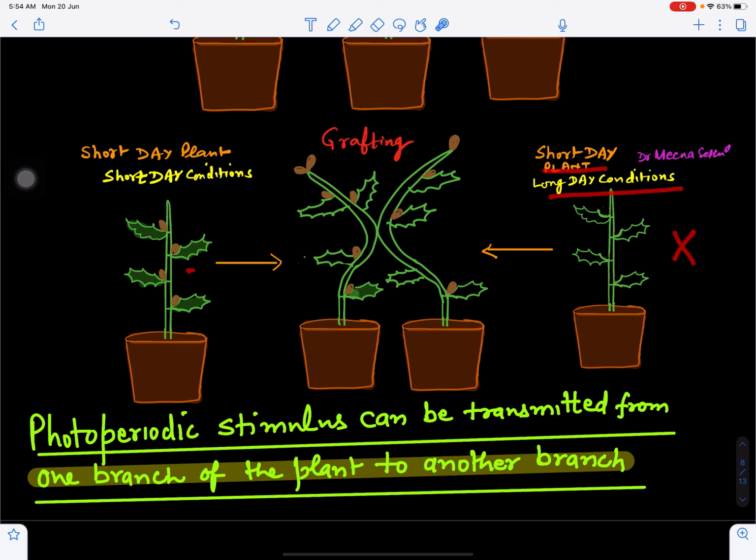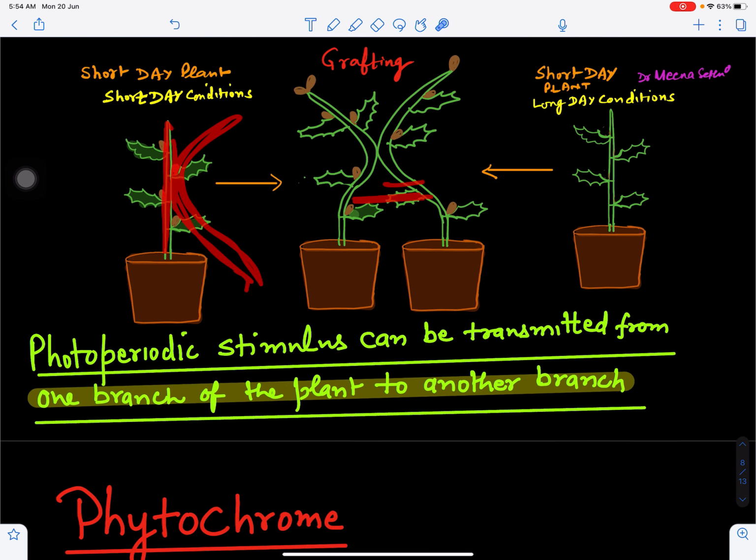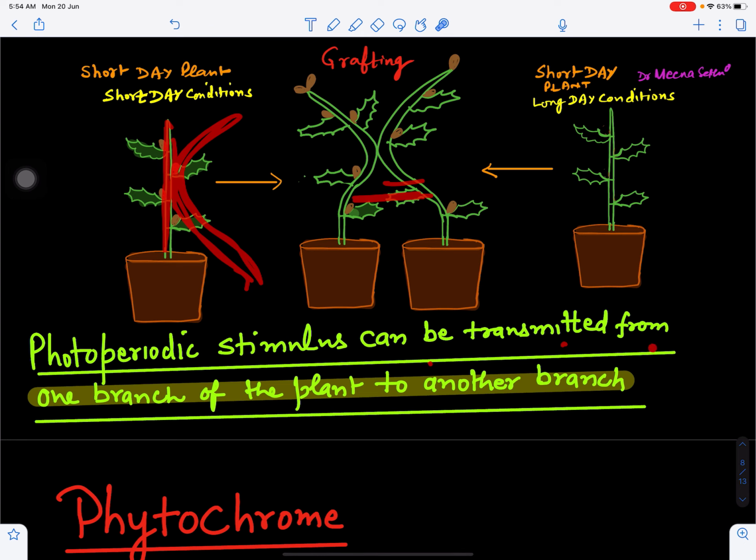But if we graft them, right, if we take this plant without flowering and fruiting and graft it with the short day condition plant, and this plant has been exposed to the short day condition, then flowering will occur in both the plants when grafting has taken place. So the photoperiodic stimulus can be transmitted, it can travel from one branch of the plant to another branch. So this can travel and this can cause flowering in the plant.